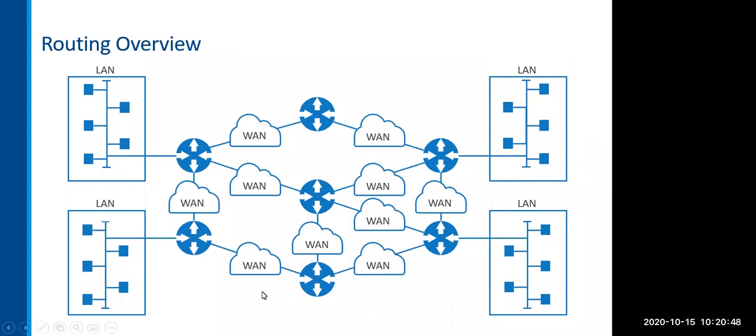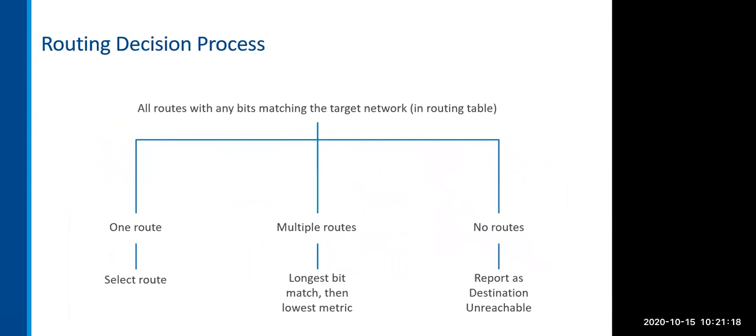A router's job is to figure out the most efficient or the best path to get from one network to another. So the routers communicate with each other, and they figure out what is the best path to get from one network to another. And in doing so, they will construct a routing table. So the routing table basically will have the list of the best paths.